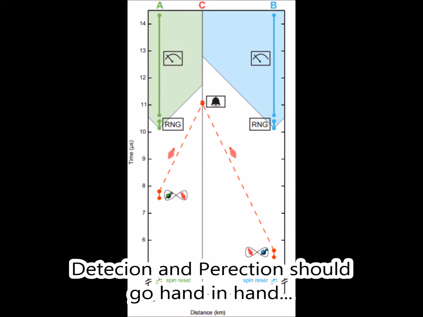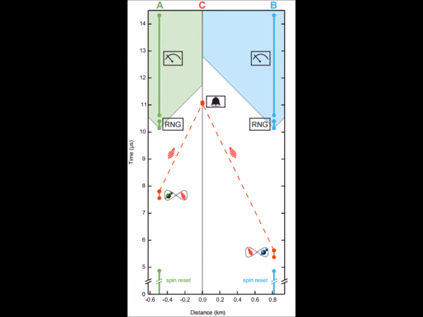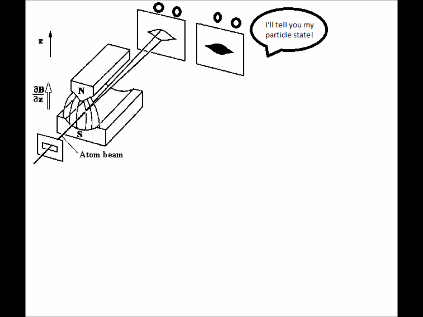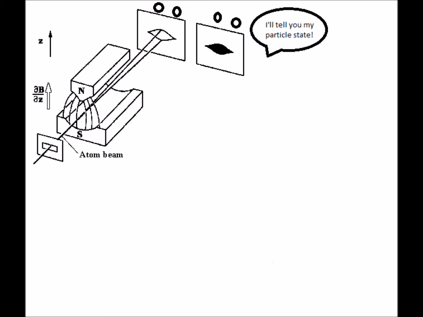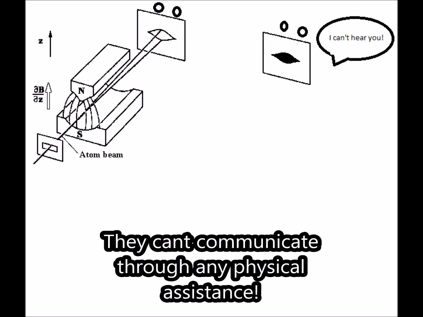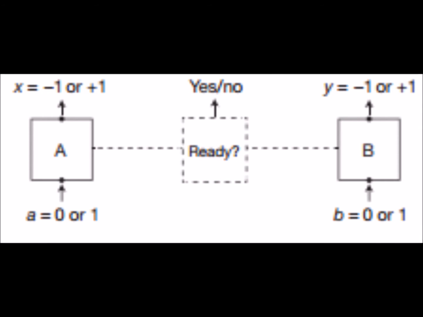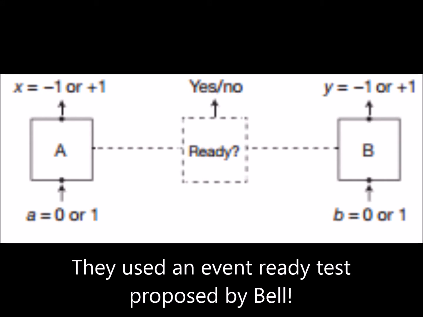Detection and perfection should go hand in hand. You can fake quantum correlation without a synchronous time span. Communication is one factor. Detector can act as another's benefactor. If you can separate them by a big enough distance, they can't communicate through any physical assistance. There's also something that I forgot to tell. They use an event-ready test proposed by Bell.